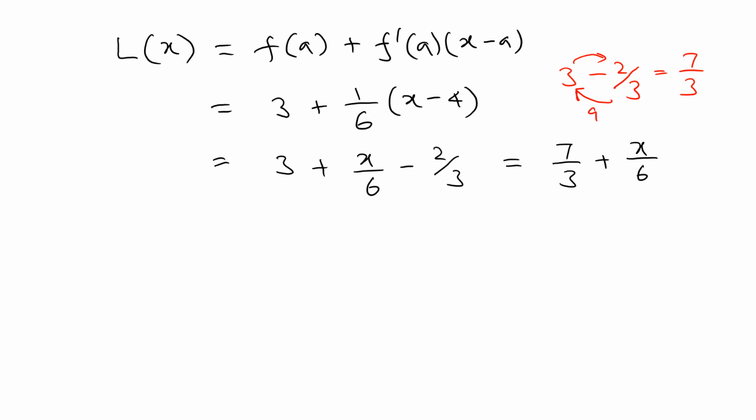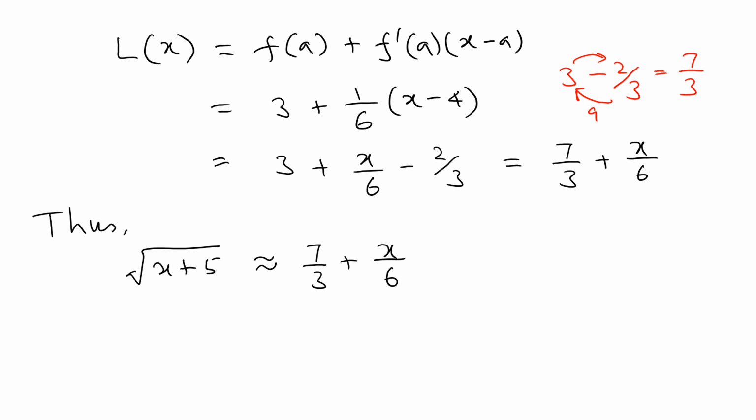Okay, so that's the linearization. Thus, you can say the square root of (x + 5) is approximately equal to 7/3 plus x over 6. You don't leave it like that. You have to say near what point: x approximately equal to 4. Only those values, not everywhere. So that is the linearization that we were talking about.